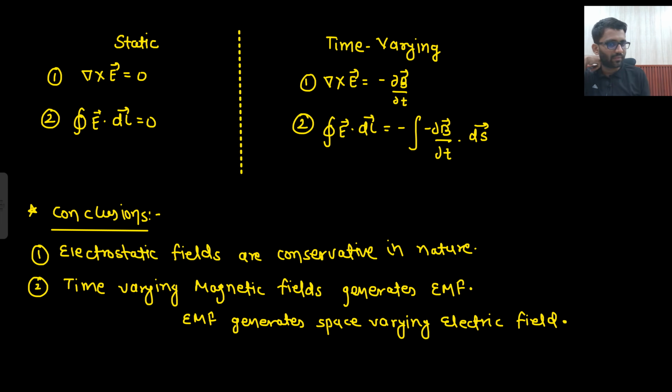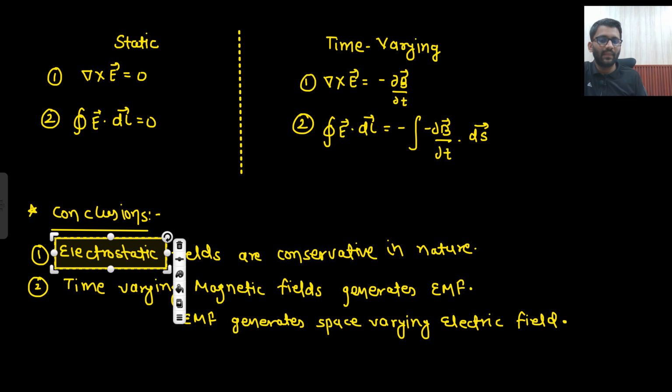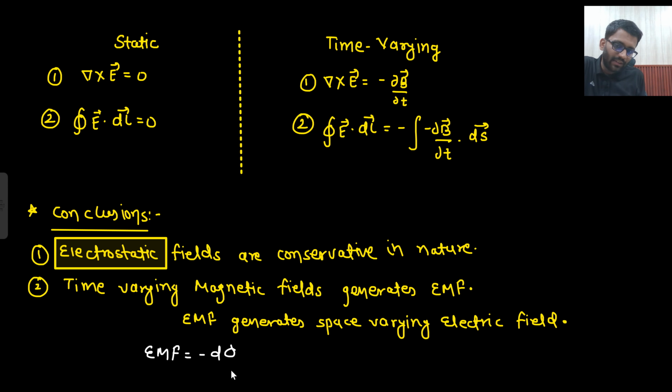And this was the integral form. So electrostatic fields are conservative in nature. Electrostatic fields, not electric fields. Electrostatic fields are conservative in nature, and time varying magnetic fields generate EMF. EMF is equal to minus d phi by dt. So a time varying magnetic field generates EMF, and if there is an EMF, then certainly there will be an electric field.